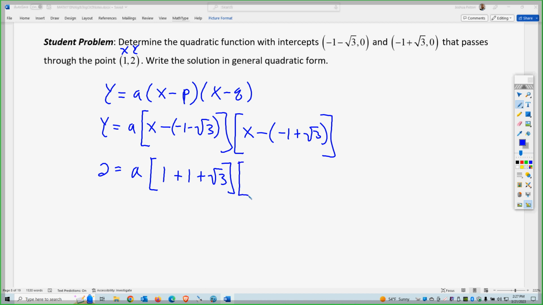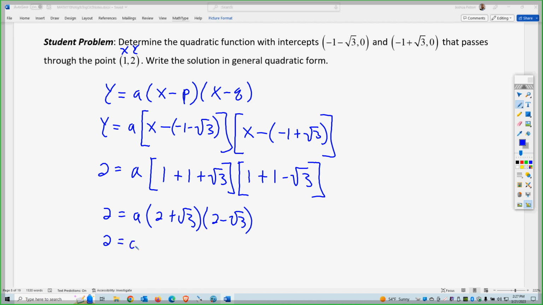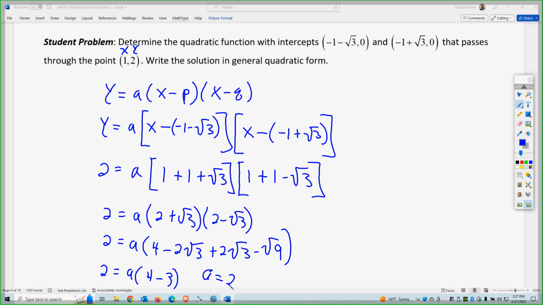And then let's see here, we do 1 plus 1 minus root 3. Okay, so 2 equals a. So we have 2 plus root 3, and then we have 2 minus root 3. Okay, so let's multiply that out. So 2 equals a. So I get 4 minus 2 root 3 plus 2 root 3 minus root 9. So 2 equals a times 4 minus 3. So basically, a is equal to 2 because 4 minus 3 is just a 1 essentially.